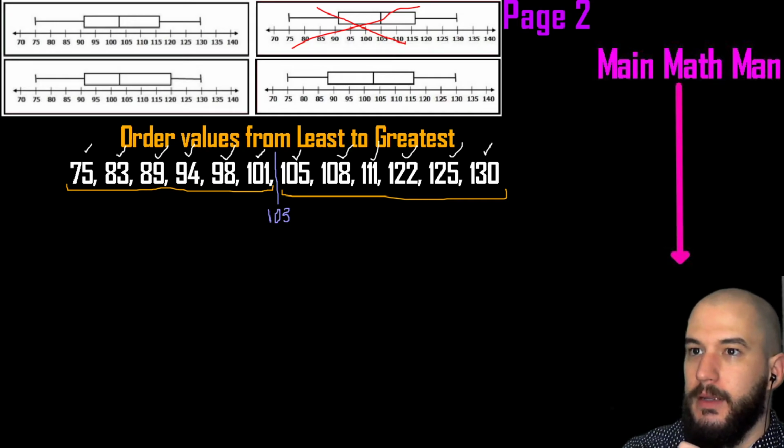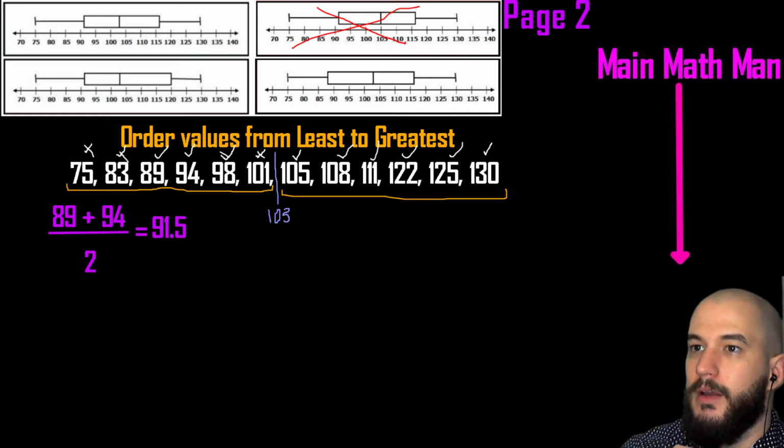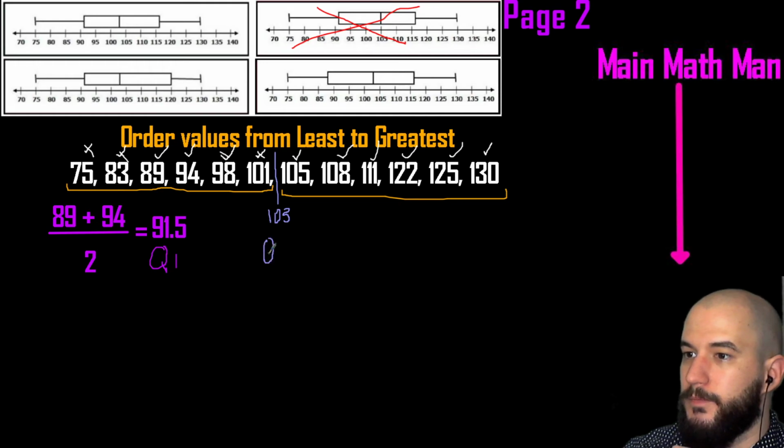Well, again, you can eliminate those values one by one. And we have 1, 2, 3, 4, 5, 6. So again, since we have another even number, it's okay. We still know how to do it. Take those middle two, add them together and divide by 2. So we're going to take that 89 and 94, and let's label this. This is going to be our Q1. This is going to be, again, our Q2.